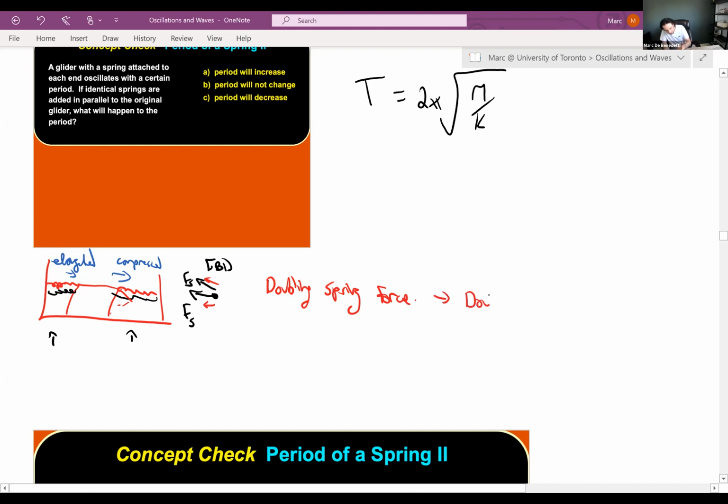Ergo, we are doubling the effective spring constant. So we are actually increasing the K value, which means we are decreasing the period. This should make sense. If you add more springs, you have more force on the object, and so you're able to get the same amount of mass moving quicker. And if you're able to get the mass moving quicker, then you will decrease the period.